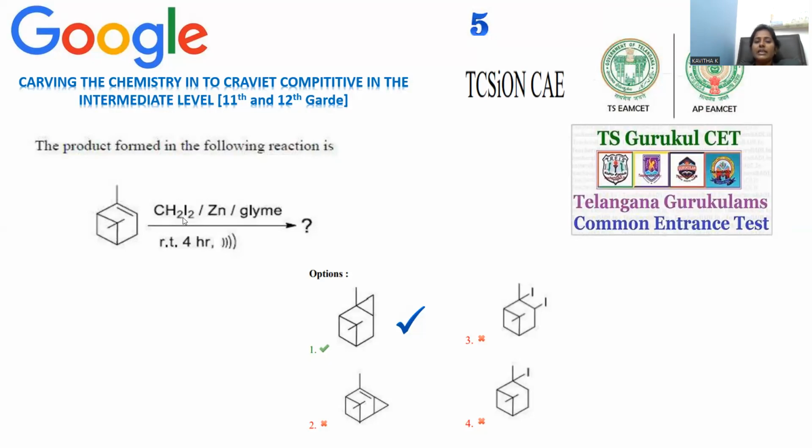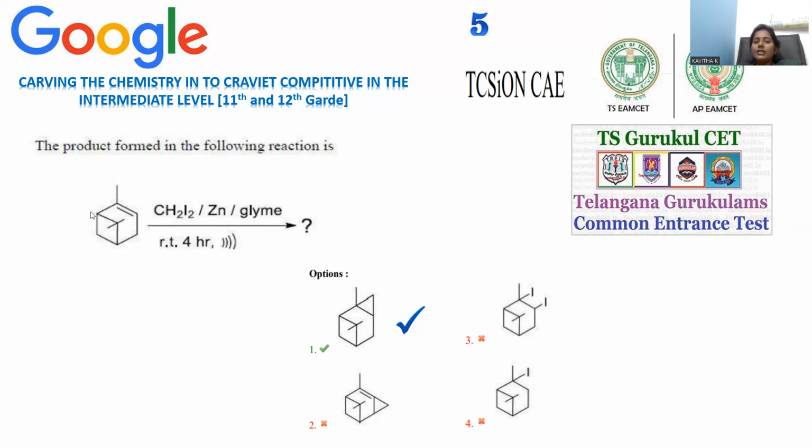It is treated with CH2I2. CH2I2 is called diiodomethane. CH2I2 is the reagent. Zinc is the catalyst. Glyme is the co-catalyst we are adding. RT denotes room temperature conditions we are applying, and this reaction is carried out for a period of 4 hours. And these curved lines indicate what? The entire reaction is performed under microwave irradiation conditions. We are applying microwaves.